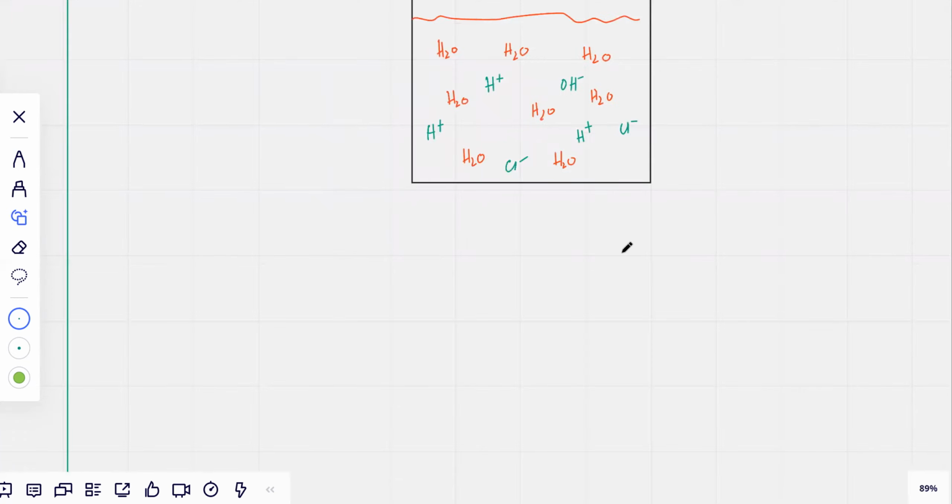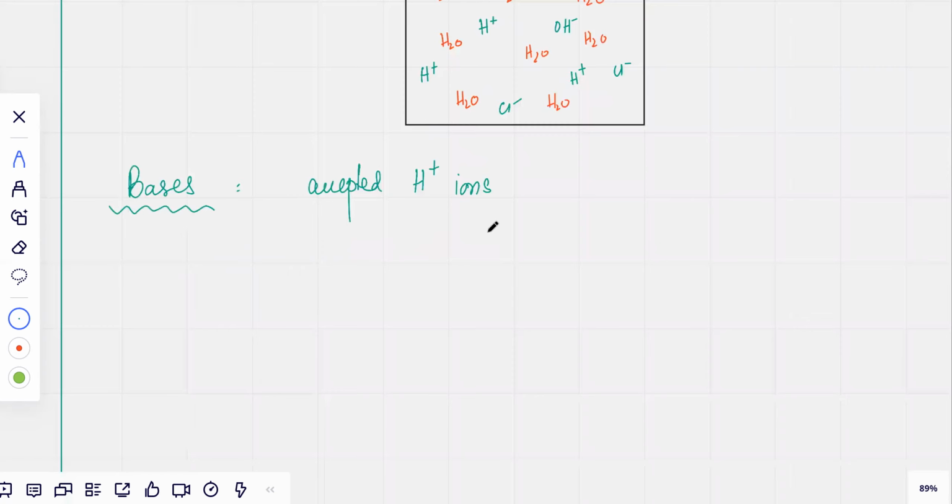Now, let's move towards bases. So what's a base? A base does the opposite. It accepted H positive ions, right? That was what a base was. It removed H positive ions from the solution. Like if there's a water solution and I started adding a base to it, then all of these H plus ions would be gone, and the quantity of OH ions would increase. So that is what a base does. It removes H plus ions and simultaneously it increases OH ions.